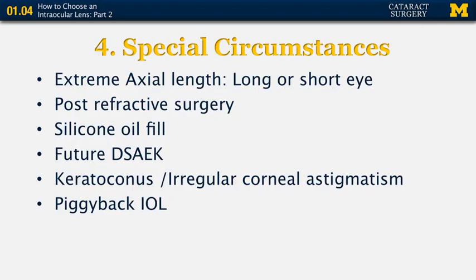Other special features include eyes post-LASIK or PRK, where we might anticipate having difficulty measuring the true corneal power and anticipate a hyperopic error. Or patients who have things like Fuchs dystrophy and have perhaps anticipated DSEK corneal transplant in the future. For those patients, we might want to have a more myopic target than otherwise.